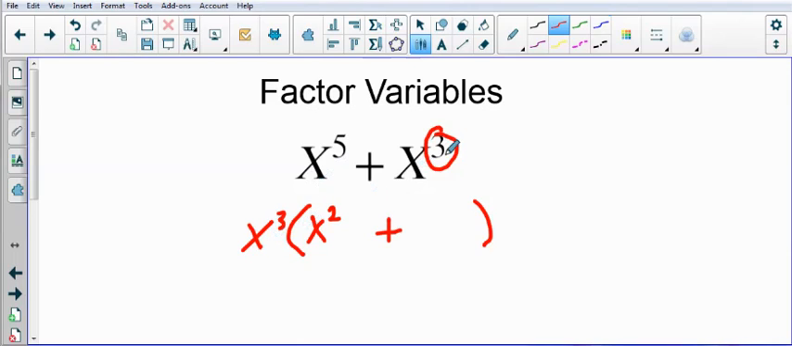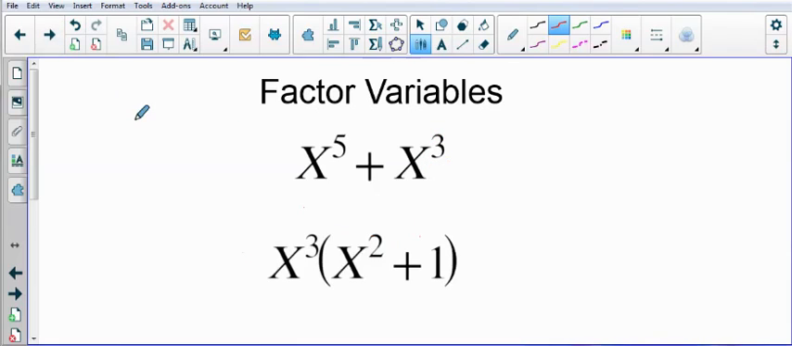Now, x to the third times what is x to the third? Well, anything times what is itself? Anything times 1 is itself. There you go. So now, let's check it. X to the third times x squared is x to the fifth, and x to the third times 1 is x to the third. So there's the answer to that one.